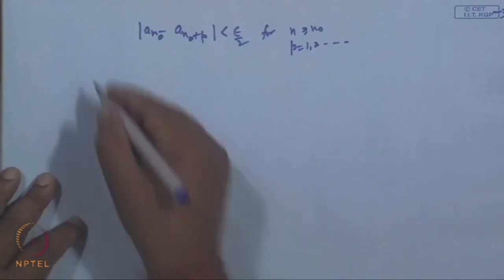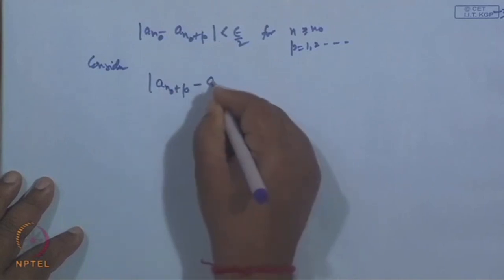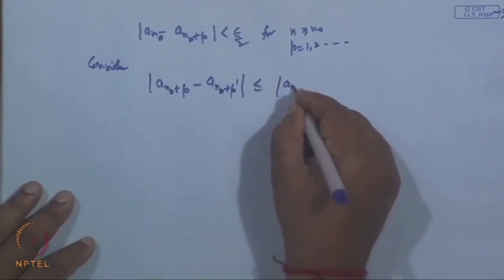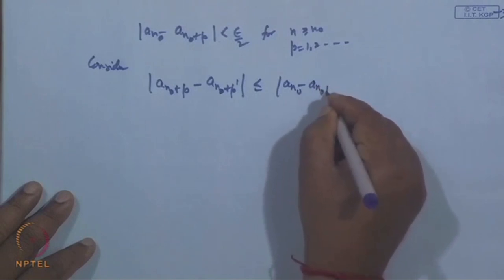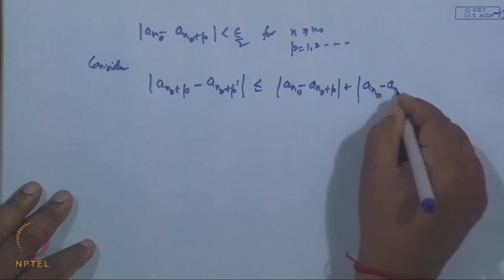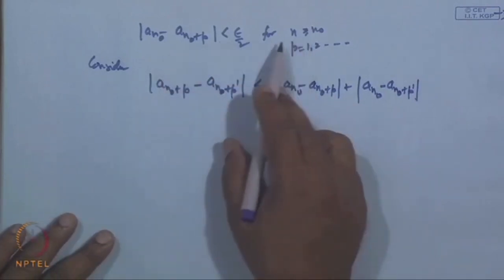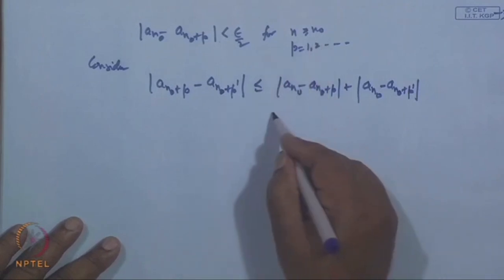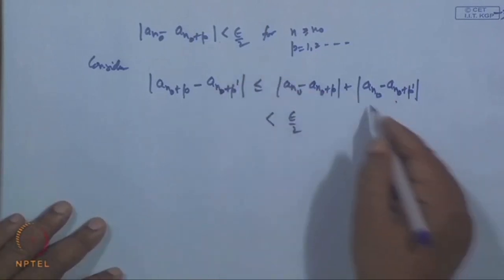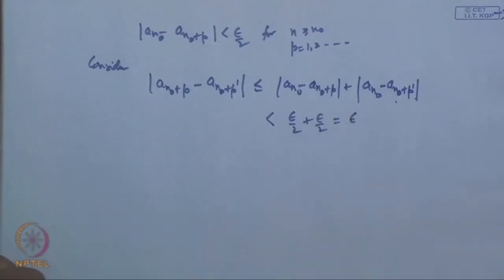Clear? Now, consider this part: modulus of a n naught plus p minus a n naught plus p dash. This will be less than or equal to mod of a n naught minus a n naught plus p plus mod of a n naught minus a n naught plus p dash, just subtracting and adding a n naught in there. Now, if this is less than epsilon r by 2 for n greater than n naught, then we can say this is less than epsilon r by 2. Further, we can choose in a similar way n naught as the maximum value among these, so we can also take this to be less than epsilon r by 2. So, the total is less than epsilon r, is it not?